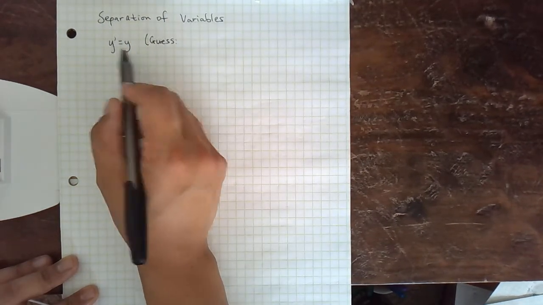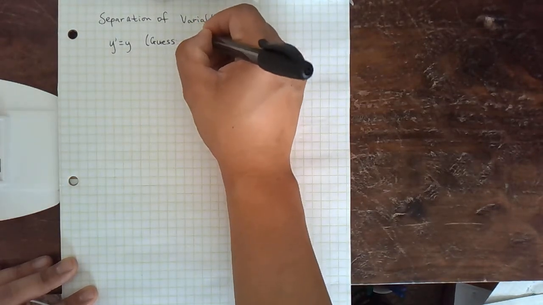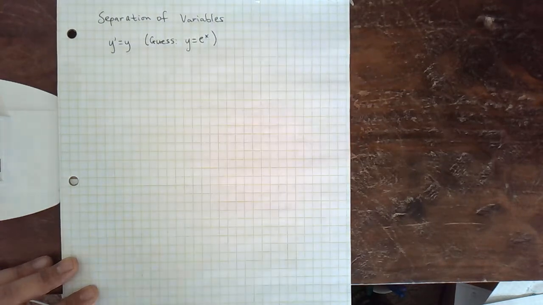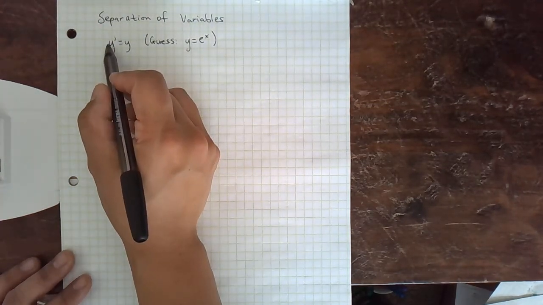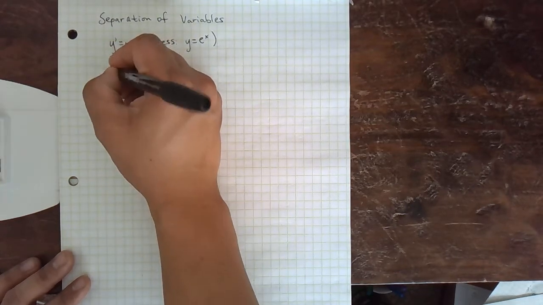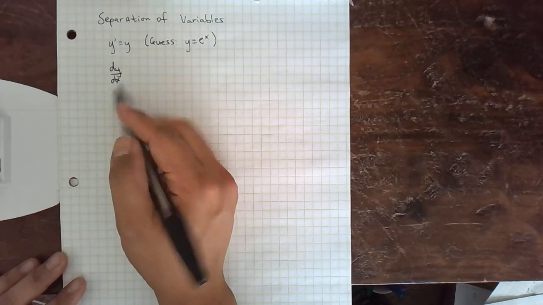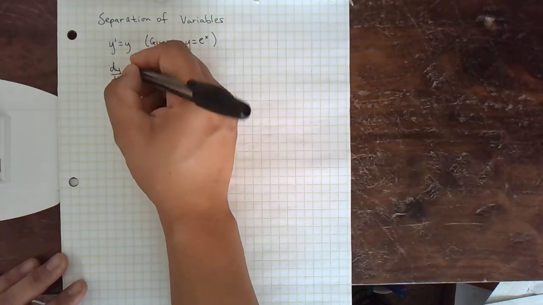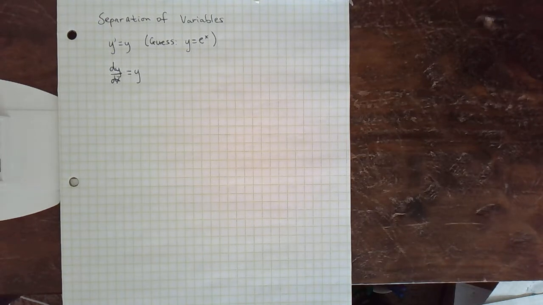Remember our friend, y prime equals y. That's the very simple example, and it was so simple that we could even guess a solution. Y equals e to the x. I'm going to switch from t to x because we're going to use our Leibniz notation. So instead of y prime, we'll use dy by dx. Normally we have x here. You could use t, it's fine. Any two variables are fine. X maybe looks a little bit more comfortable for most of us.